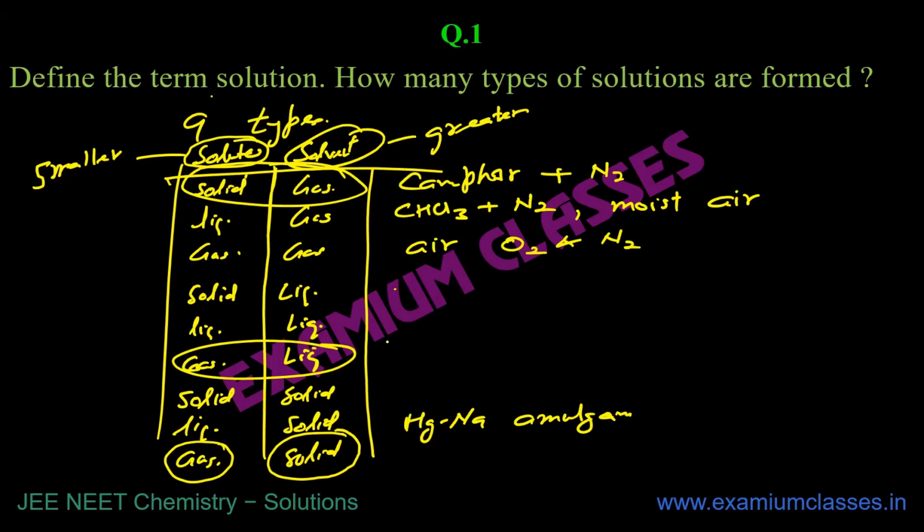Solid in solid are basically the alloys. So you have a copper gold alloy. The ornaments are actually made of copper gold alloy. Copper is mixed with gold, otherwise gold is so malleable and so ductile that you will not be able to make ornaments. So alloys, for example, copper and gold alloy.